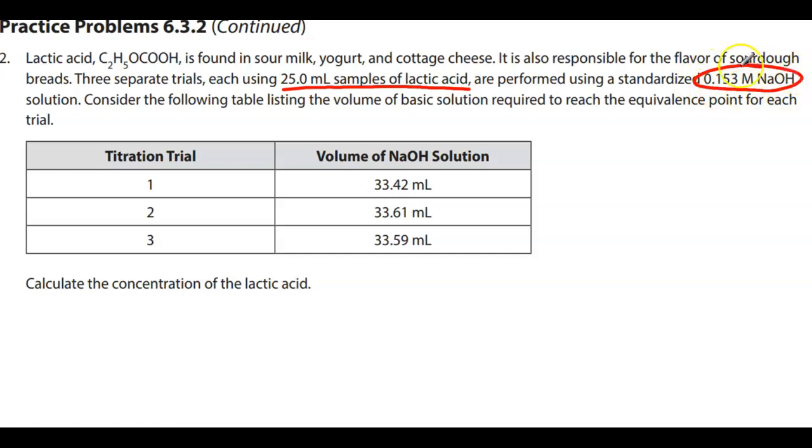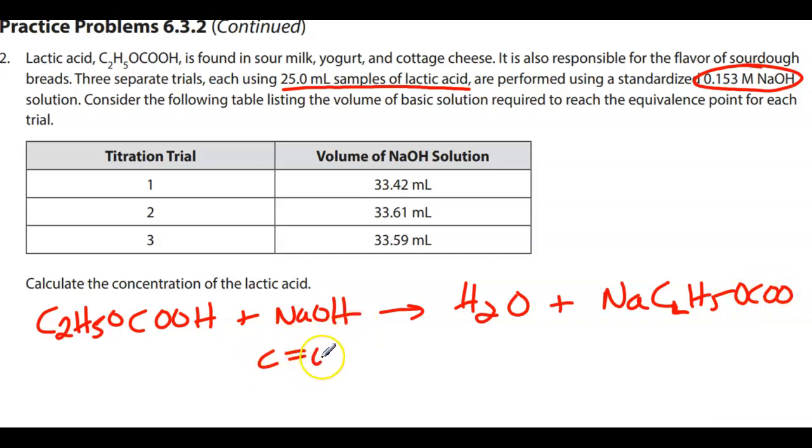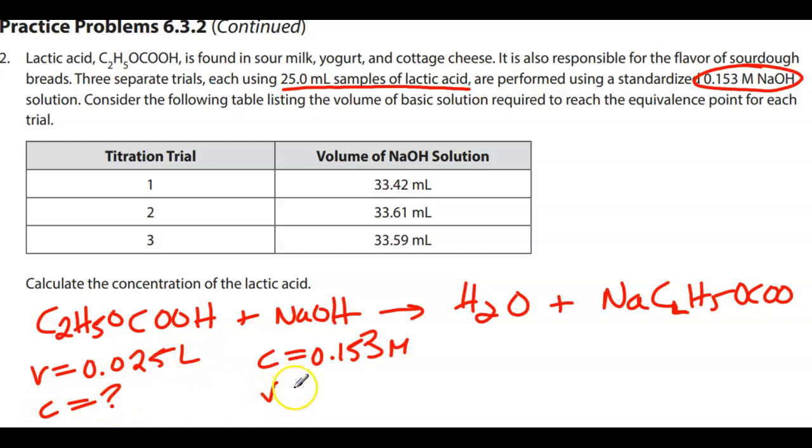So let's actually write out the balanced chemical equation. Our lactic acid plus our NaOH ends up making water, and we have sodium with our lactate. The concentration of NaOH is 0.153 moles per liter. We have the volume here for the lactic acid, 0.25 liters, and we want the concentration of our lactic acid. And the volume here, this is where it's different.